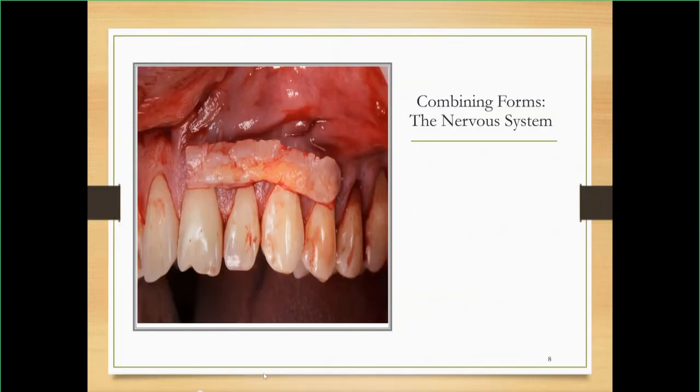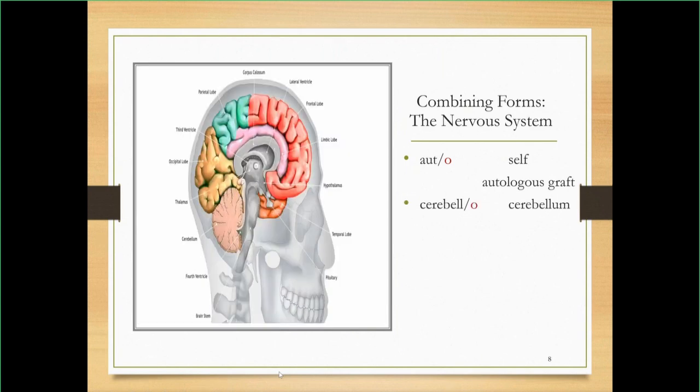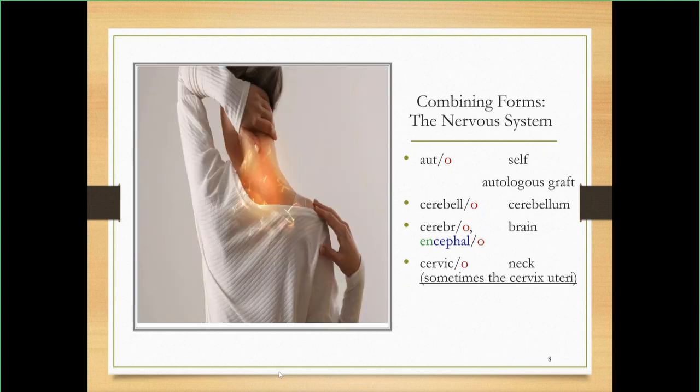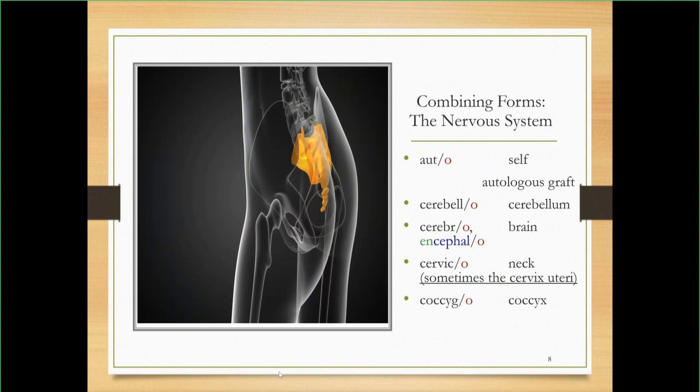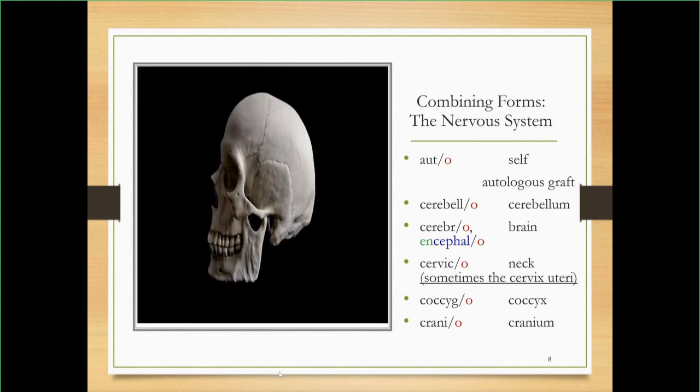An autologous graft is a graft of your own tissue. Cerebello means cerebellum. Did you know cats have a relatively large cerebellum? Cerebro and encephalo mean brain. The prefix en means inside and cephalo, head. Cervico pertains to neck and sometimes to the uterine cervix. Coccygo means coccyx, also known as tailbone, and a region of spinal nerves. And cranio means cranium or skull.